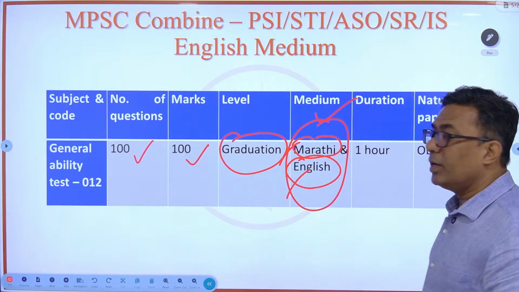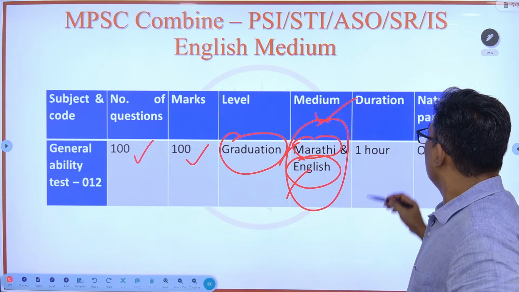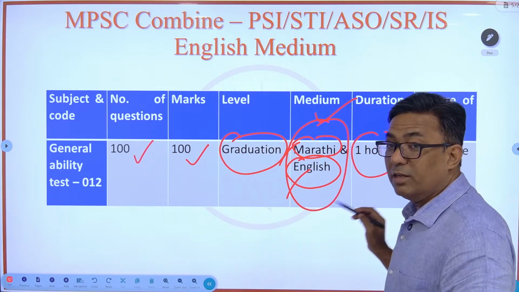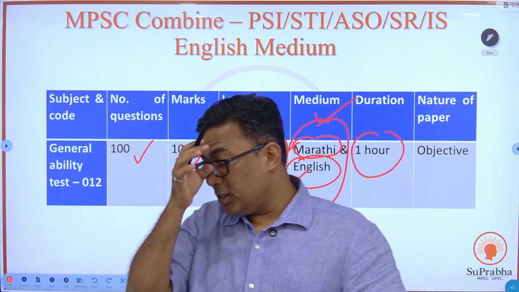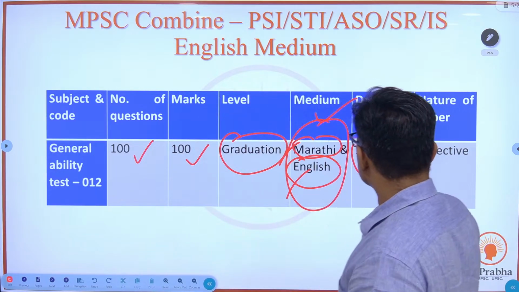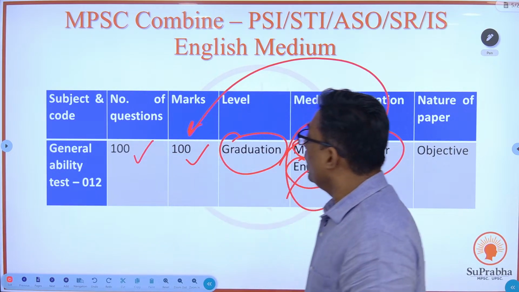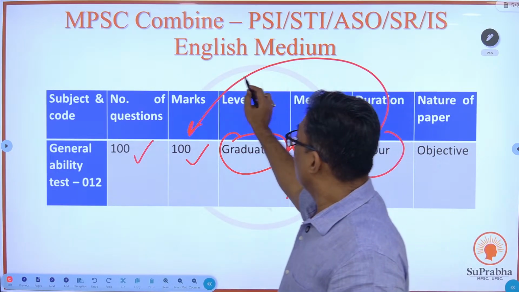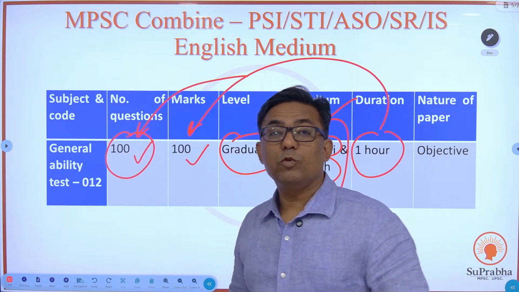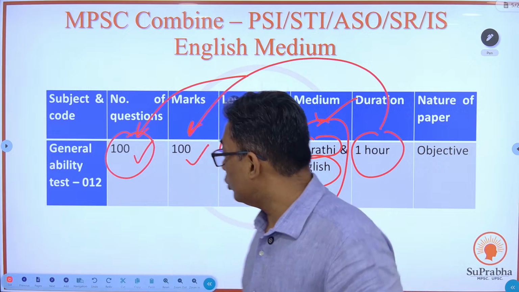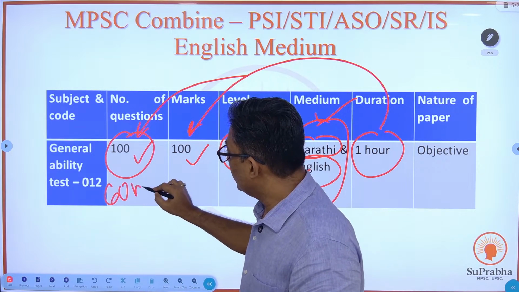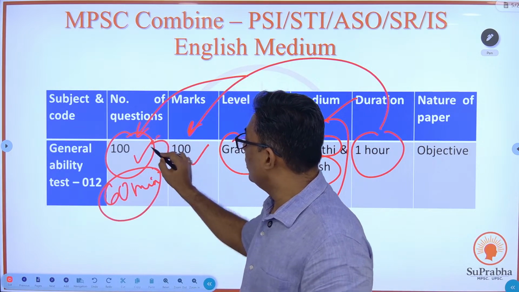Therefore, please remember the medium is Marathi and English. Duration is 1 hour. Now this is a trick. This is very, very important. Okay, here is a catch. In 1 hour you have to go for 100 questions. 60 minutes, 100 questions.